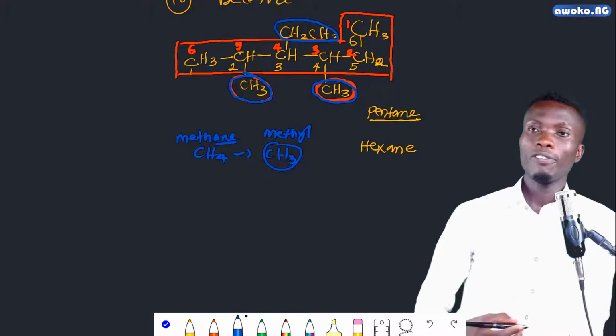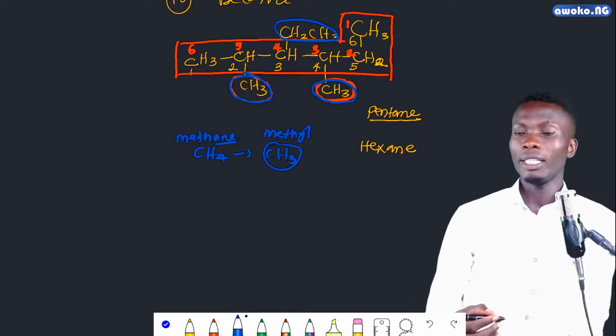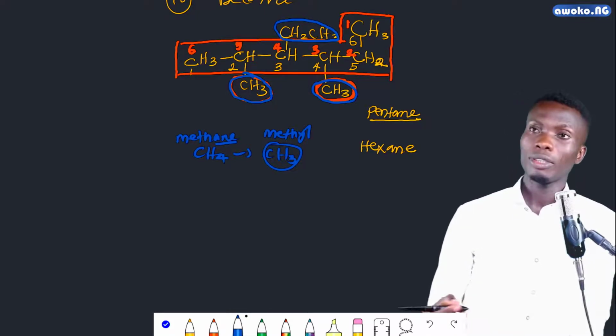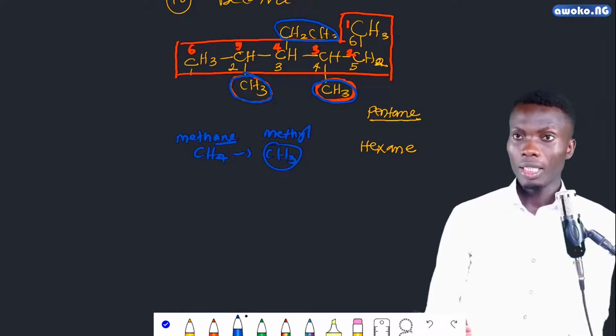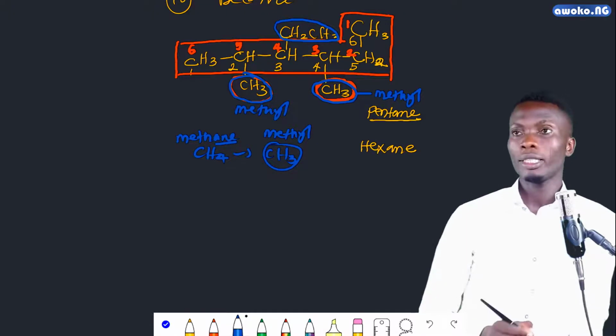So you do it for subsequent alkanes. For ethane, when you remove ANE, you get ethyl. And of course, instead of C2H6, you have C2H5. So that is how it goes. So here we have a methyl group, we have a methyl group here, we have a methyl group here. So we have 2 methyl groups.